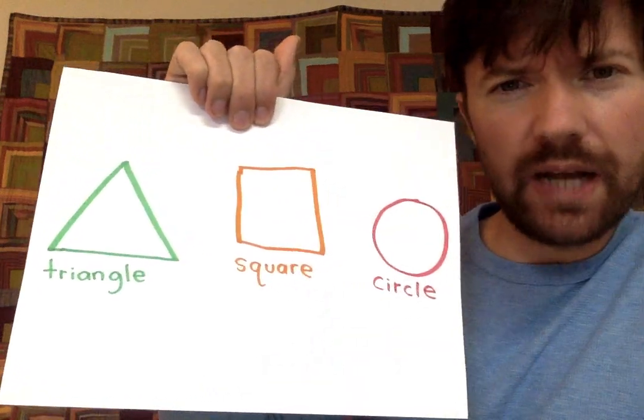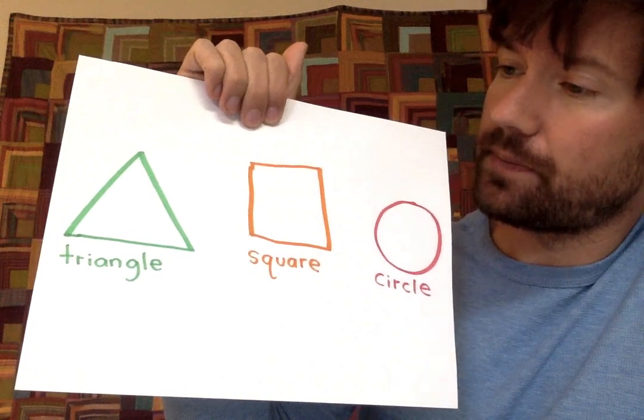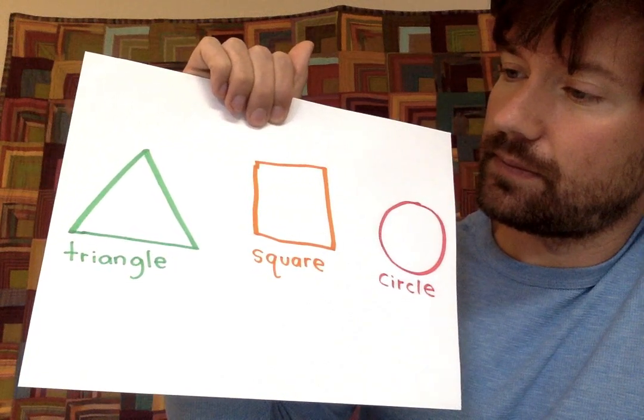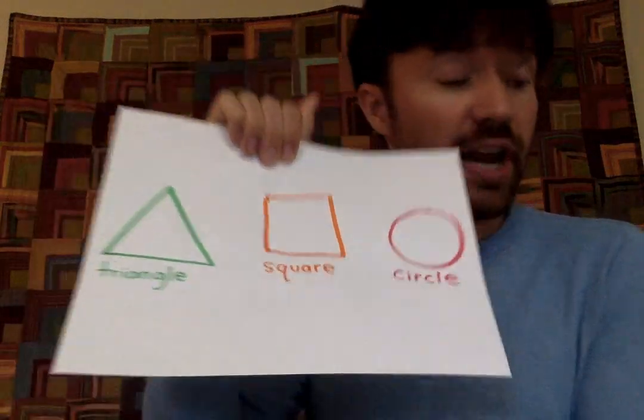So you can pause this video if you need and talk with someone about what other attributes might connect these shapes together. I figured it out. These are all flat shapes.